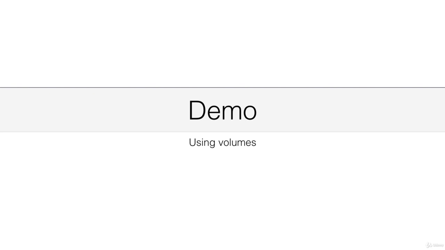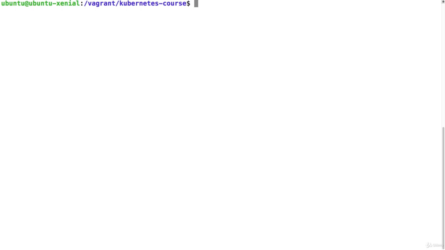In this demo, I'm going to show you how to start using volumes. I'm going to use my kops cluster again. So I logged in again in my Vagrant Xenial box. And first, you will need to create a volume on AWS.